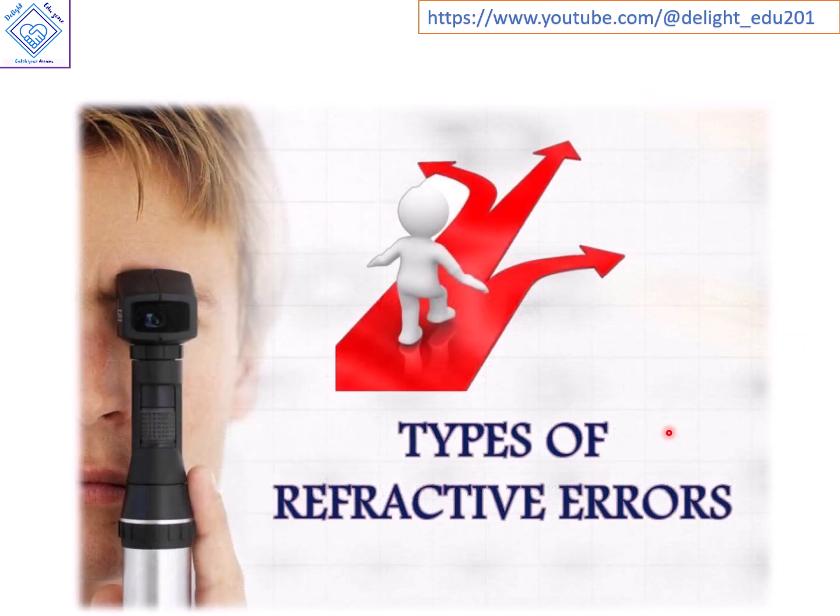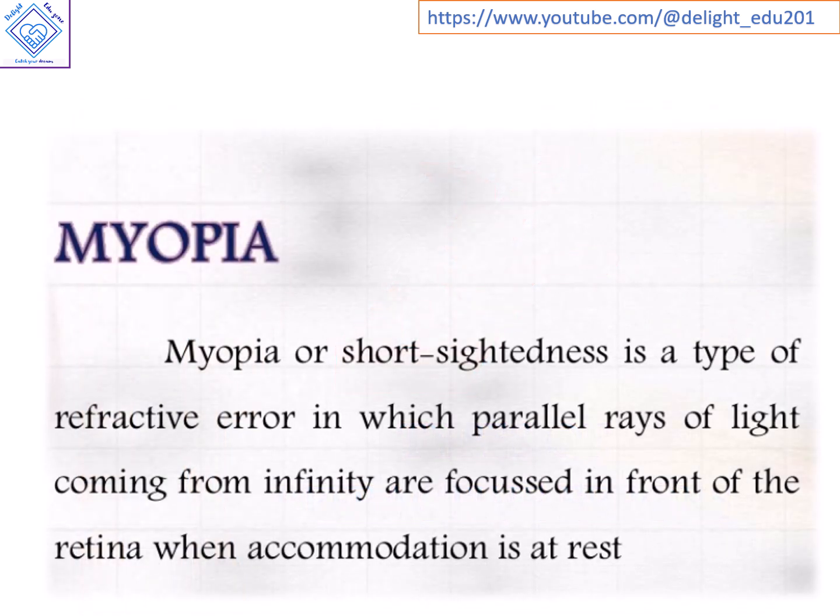We will see in detail the types of refractive errors. First of all, myopia. It's very common; we have all heard of myopia. Myopia is otherwise called short-sightedness. It is a type of refractive error in which parallel rays of light coming from infinity are focused in front of the retina when accommodation is at rest. So when light coming from infinity falls in front of the retina, that leads to myopia or short-sightedness.